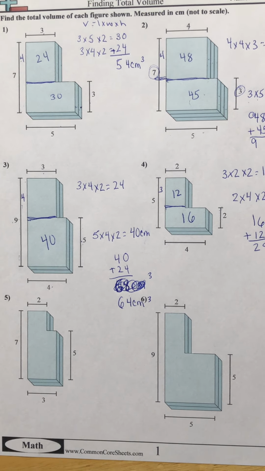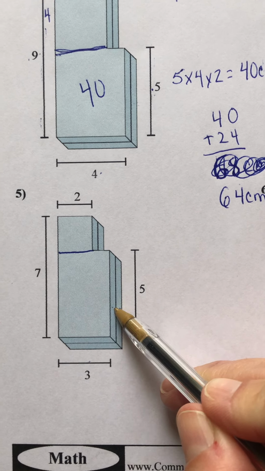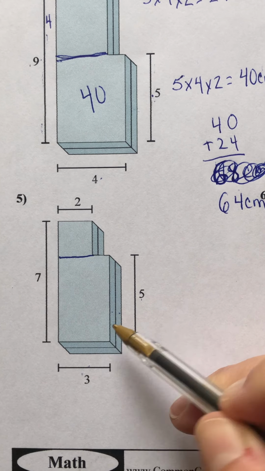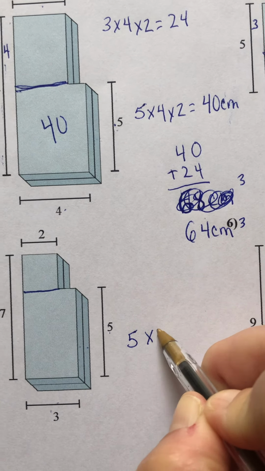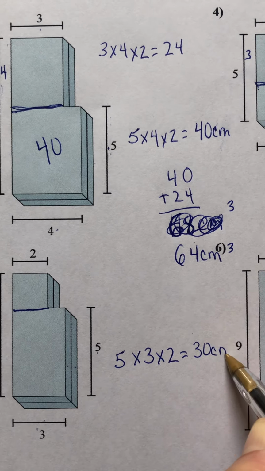All right, here we go. Splitting our shape into 2 parts. Length times width times height. Let's take a look at this first one here. We have 5 times 3, and of course our height is 2 layers. So 5 times 3 times 2. 5 times 3 is 15, and 15 times 2 is 30, so we have 30 centimeters here.